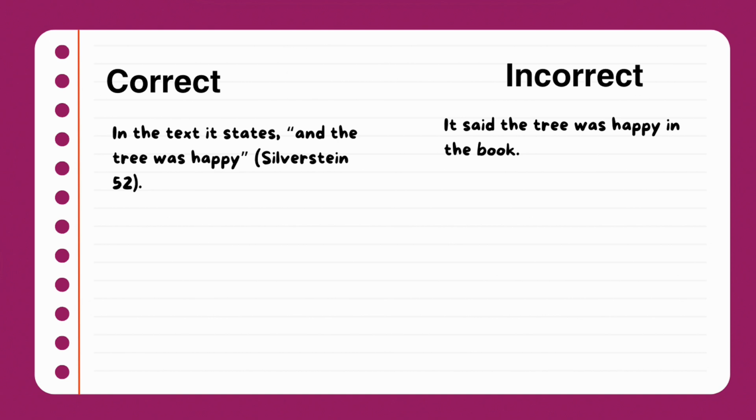So this is an example of what an in-text citation would look like correctly and how we would do it incorrectly. So the correct one says, "In the text it states," comma, quotation mark, "and the tree was happy," quotation mark, Silverstein 52 inside the parentheses and a period outside. That's all the steps that we just talked about, and so that's the correct way to cite a text. Here on the incorrect side, we have, "It said the tree was happy in the book." Well, we're not using quotations, we're not giving credit to who wrote that, we didn't follow any of the steps we just talked about, so that one would be very incorrect.